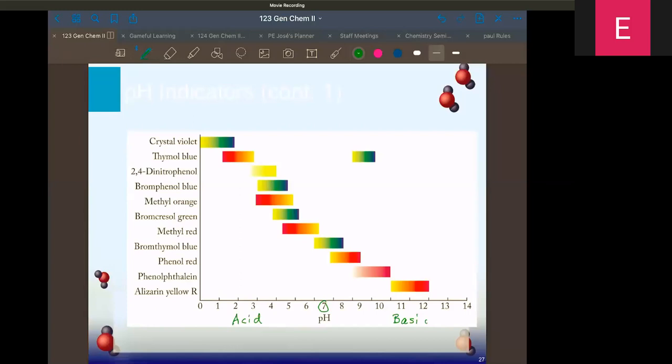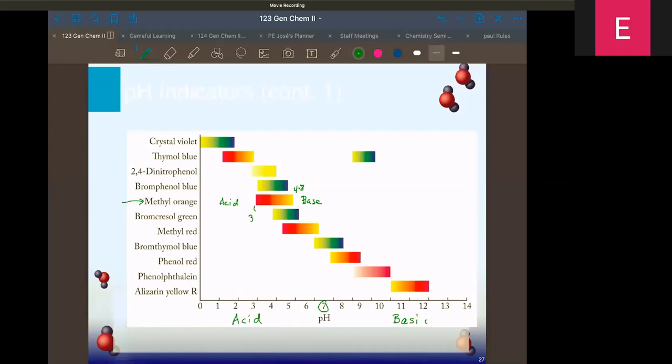So let's look at methyl orange, for example. Methyl orange will be red when it's in acidic solution, which means it's protonated. And when it turns into its conjugate base, it deprotonates, then it's going to change to yellow. And in between, in this range from about 3 to 4.8, it's going to start changing colors.